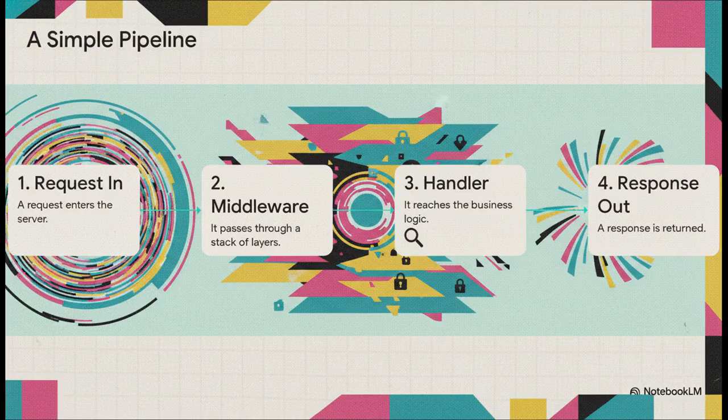On paper, the idea is just beautiful. A request comes into your server, it passes through a middleware layer, or maybe a few of them that handle stuff like logging or authentication. Then, it finally hits your main business logic, the handler, and a response goes out. Simple, linear, clean. What's not to love?